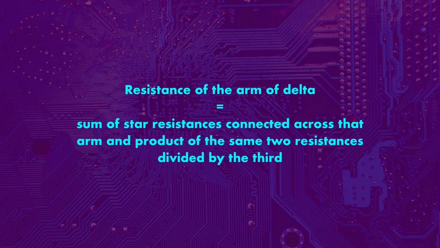So you can say resistance of an arm of delta is equal to the sum of star resistances connected across that arm and the product of the same two resistances divided by the third. So this is how you can convert star connection into delta connection and delta into star connection. Now this can also be explained with the help of an example.